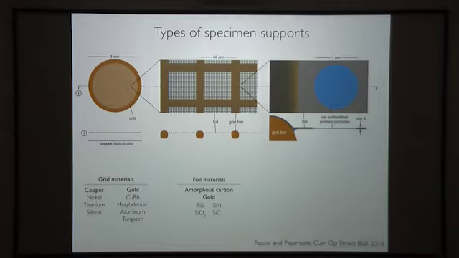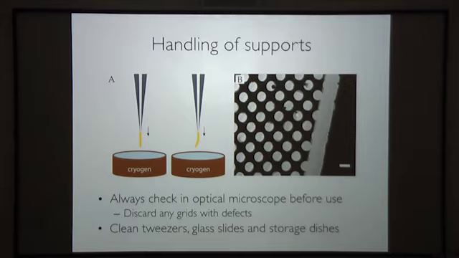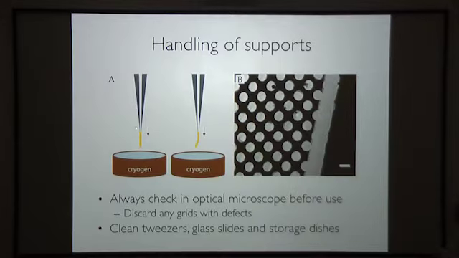So, some practical advice on how to handle these. First of all, we always check these, or we advise that you check these in an optical microscope before you use them. What you want to look for is pieces of lint or dirt or bits of plastic that are left over on the grid. And you want to check that they're flat, because if they're not flat, as you plunge it, it'll bend and break the foil.